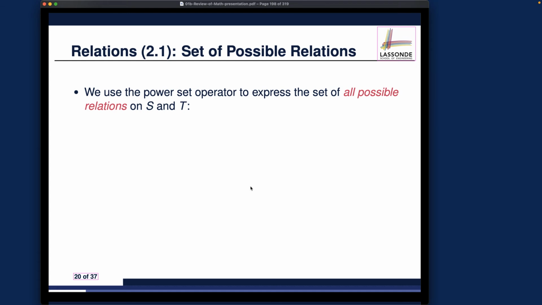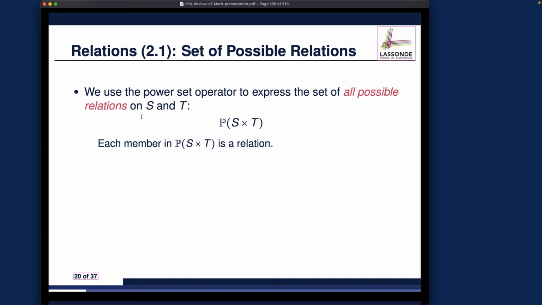Let me talk about one more slide, and then we're going to do one exercise together. So we use the power set operator to express the set of all possible relations. That's exactly what I just mentioned, but we're going to do an exercise for sure. In order for you to figure out all the possible relations, it's going to be a set of sets, right? It's going to be a set where each member is simply a relation, being a set of pairs. This is the notation, right?